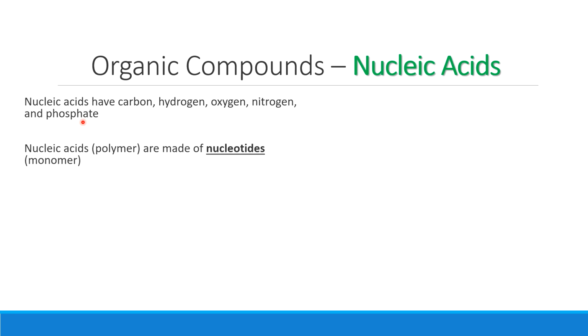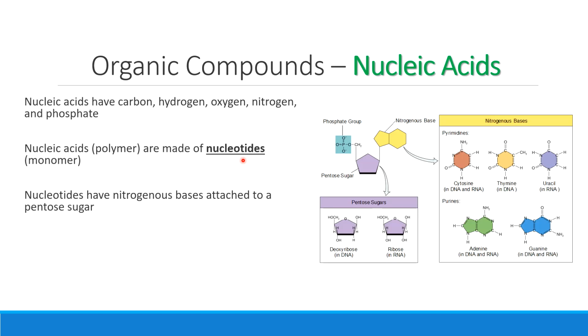Nucleic acids are the polymer form of my individual pieces called nucleotides. So you've probably heard of nucleotides before. Nucleotides are monomers. They're small pieces that I use to build nucleic acids. The structure of a nucleotide is a pentose sugar along with a nitrogenous base. So let's come over here and look at a nucleotide.